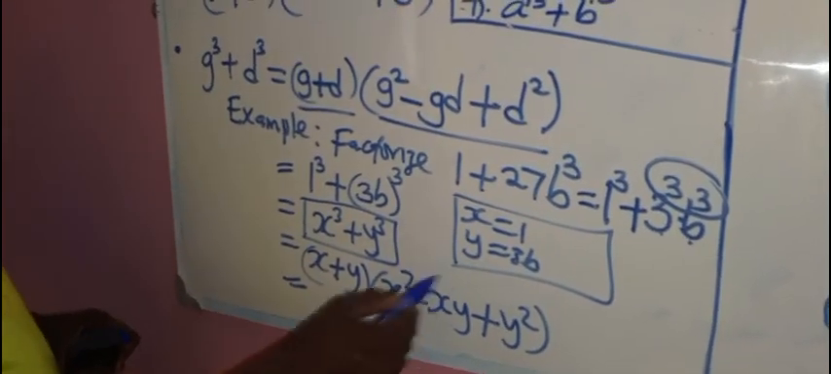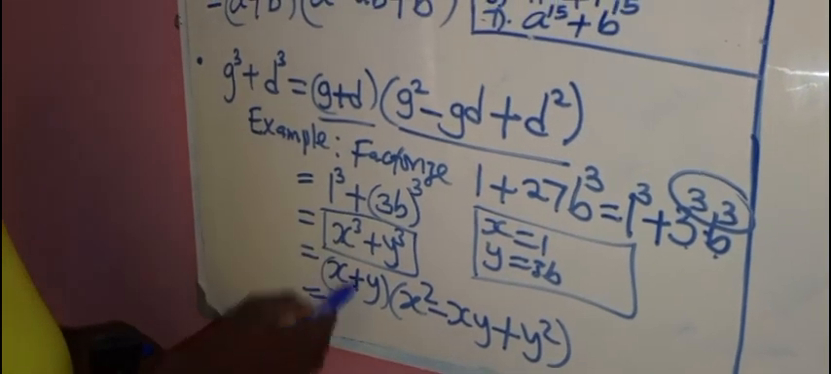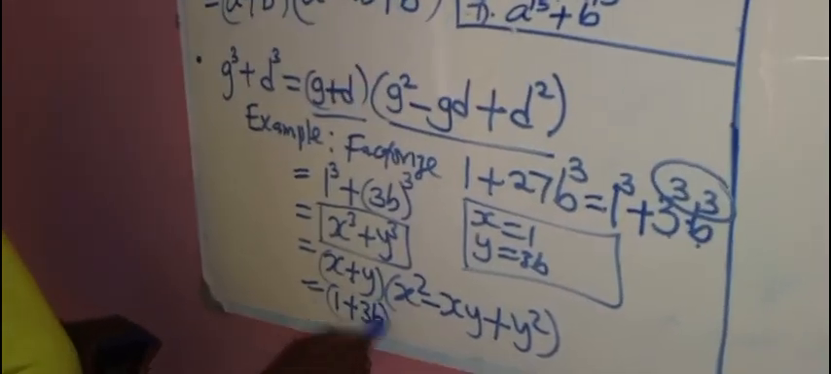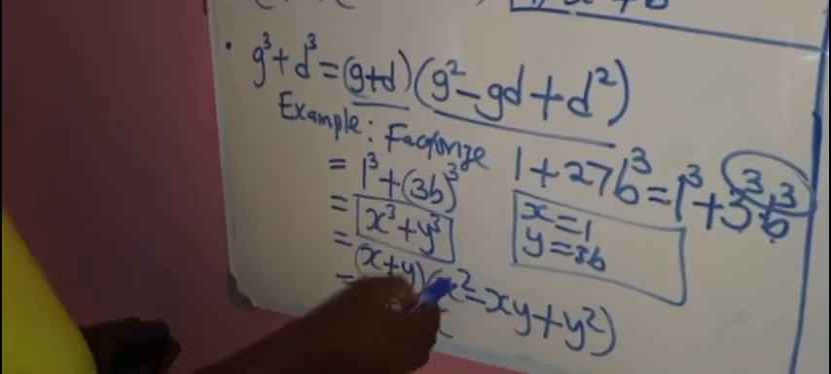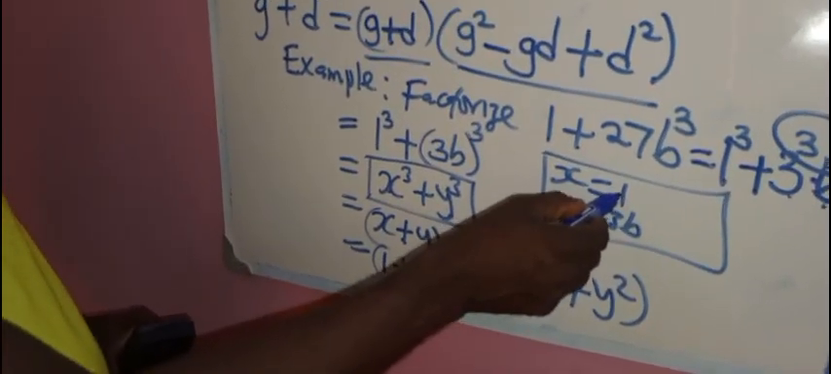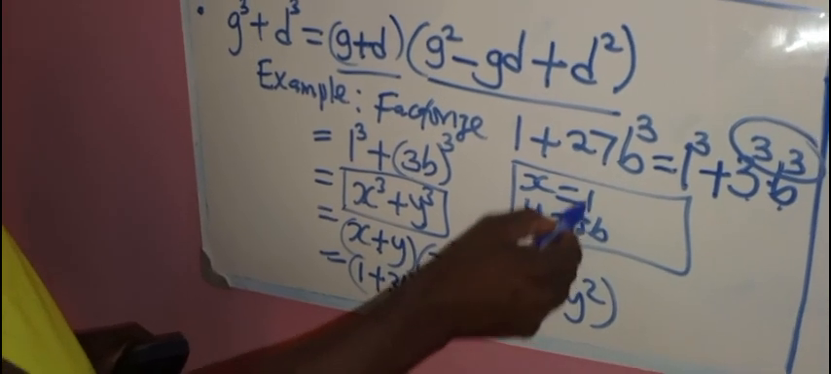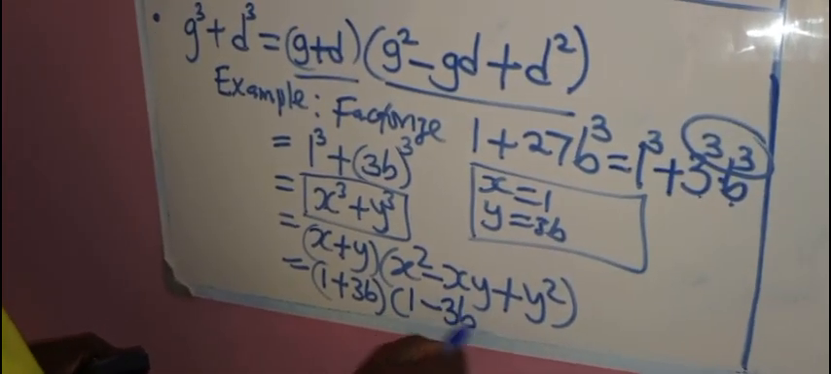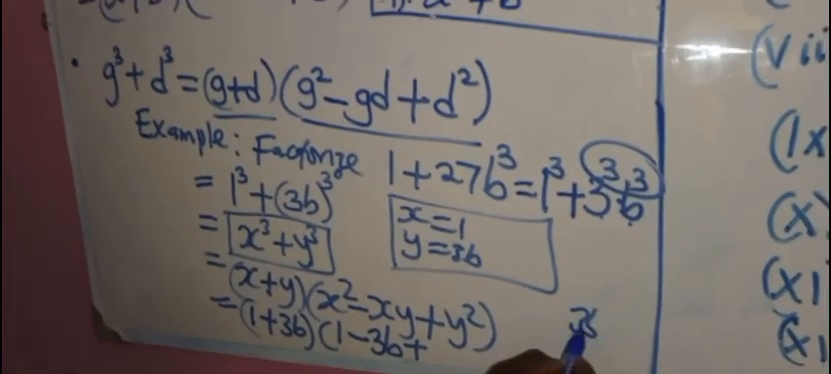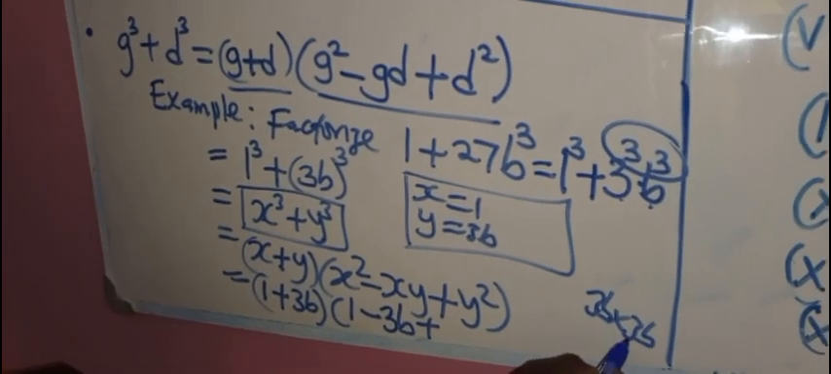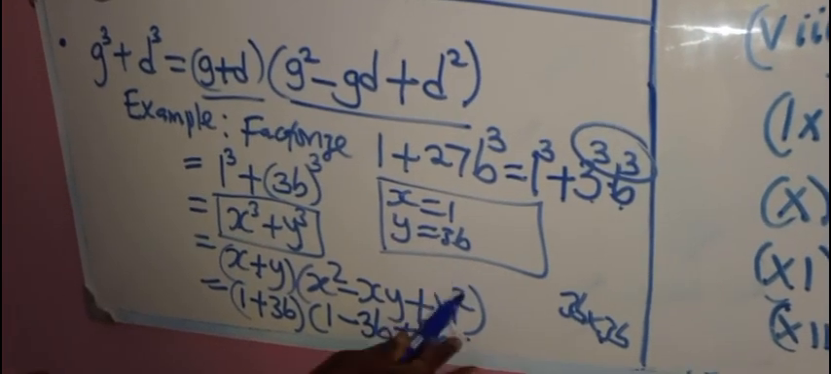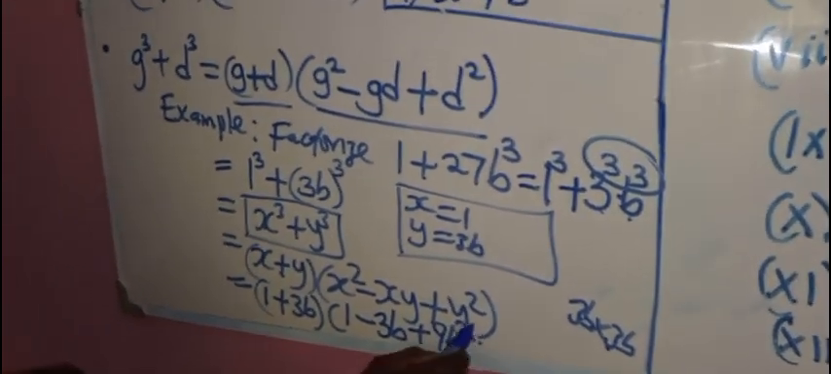So you now substitute here, because this is not what we want. What we want should be in terms of 1 and b. So x is what? 1. That will be 1 plus 3b. Y is 3b. Okay? Bracket. X is 1. 1 squared, 1 times 1, that is 1. Minus. Pick one x, one y. That means x is 1, y is 3b. 1 times 3b will give you 3b. Plus y squared. Y is 3b. What is 3b squared? It means 3b times 3b. 3 times 3 is 9. B times b is b squared. That will be 9b squared. Let me write it properly. 9b squared. Close bracket.